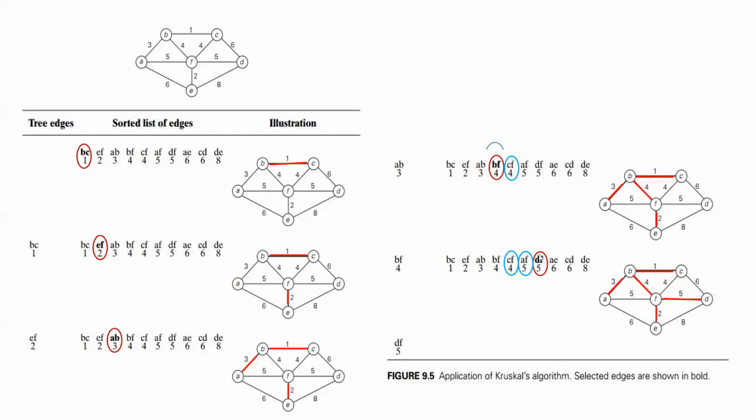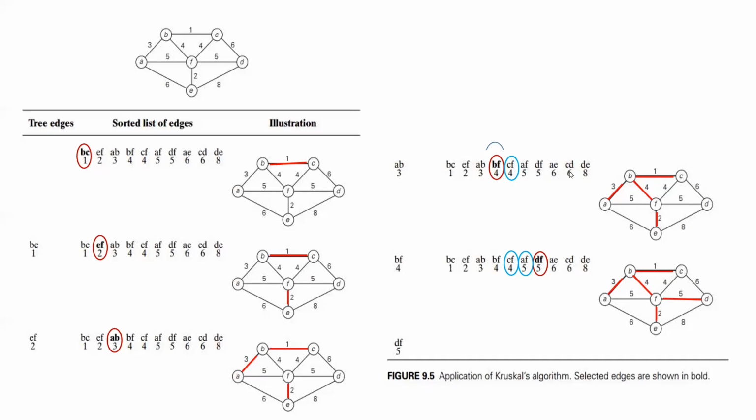Next, consider the next edge DF. Where is the edge DF? Yes, it is D to F. If I add this, it will not create any circuit, and hence I will keep this. After adding this edge, I'll be covering up all the vertices now. No vertices are remaining uncovered. We have covered all the vertices, and hence stop.